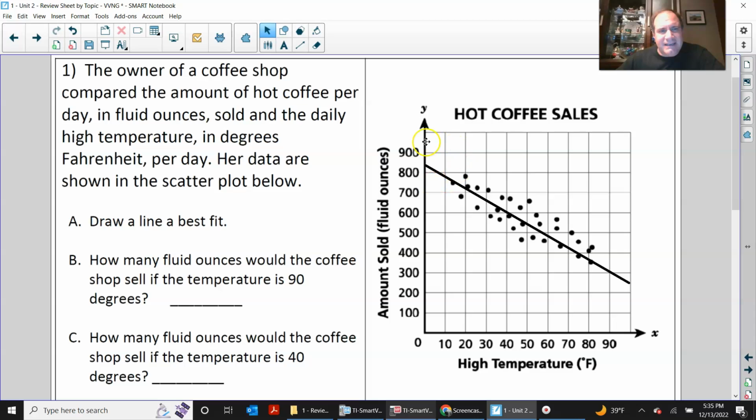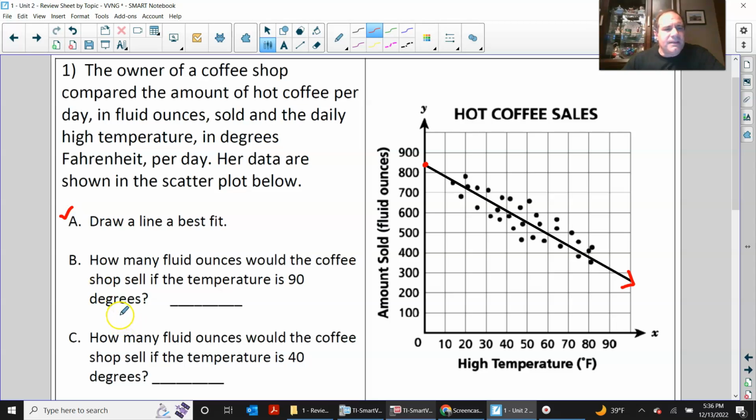And I'm going to call that 850, say that's my b right there, my y-intercept. That would be around b. And that goes through the center of all the points as best as I possibly can. So I'm going to put an arrow over here. And now I'm going to answer these questions.